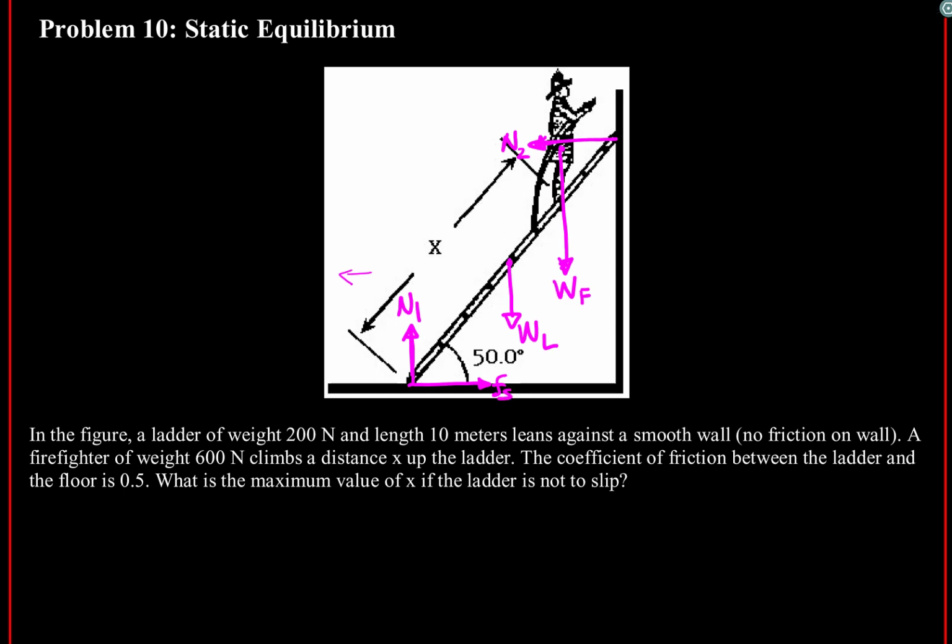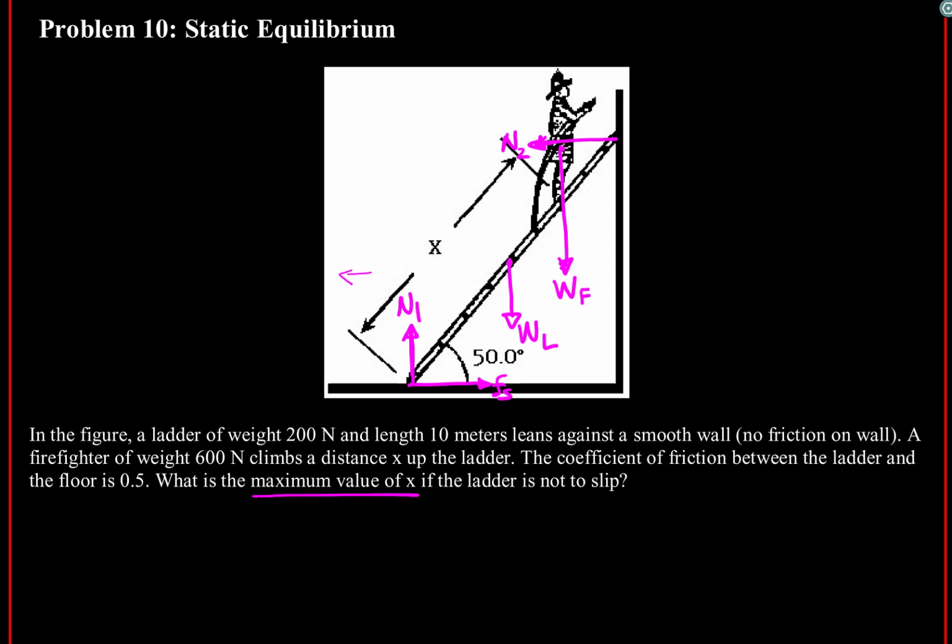Similarly, the question says that a ladder of weight 200 newtons and length 10 meters leans against a smooth wall, so there is no friction on the wall. A firefighter of weight 600 newtons climbs a distance X up the ladder. The coefficient of friction between the ladder and the wall is 0.5, and the floor is 0.5. What is the maximum value of X if the ladder is not to slip?